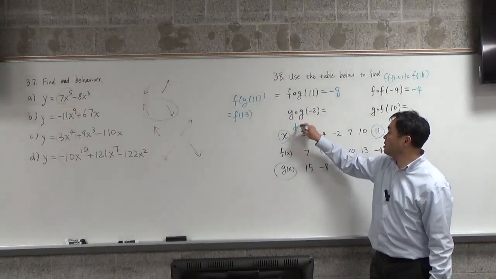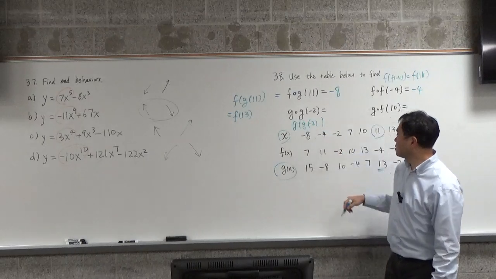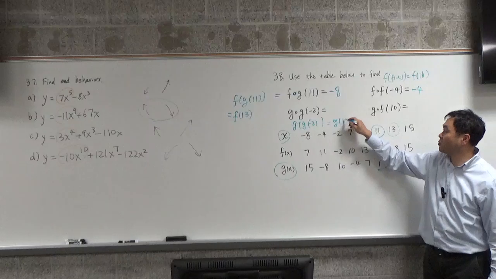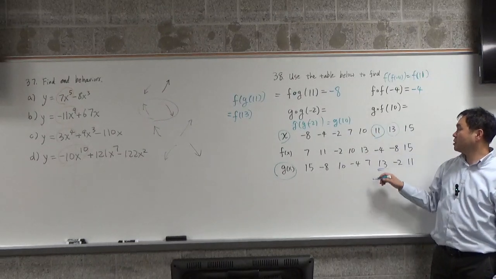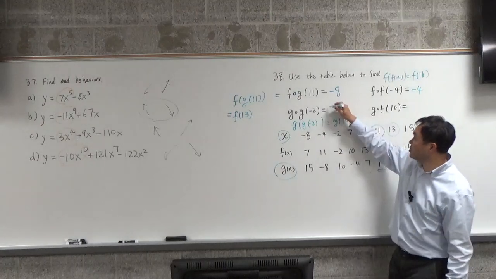This one's g of negative 2. What's g of negative 2? 10. Which means you have to do g of 10. What's g of 10? 7, this one. 10, it goes down to 7, right? So.